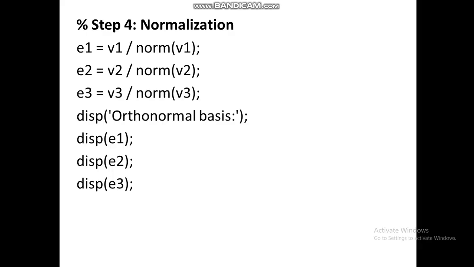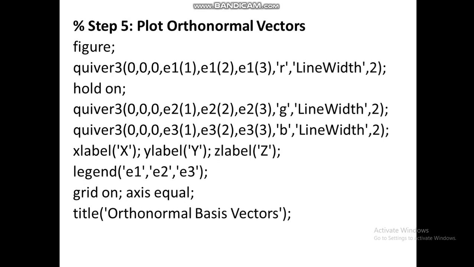E1 is equal to v1 divided by the norm of v1, E2 is equal to v2 divided by the norm of v2, E3 is equal to v3 divided by the norm of v3. Next, we need to display both the orthogonal basis as well as the orthonormal basis. That is, we display V1, V2, V3 as well as E1, E2, E3. Next, step 5 is to plot the orthonormal vectors.